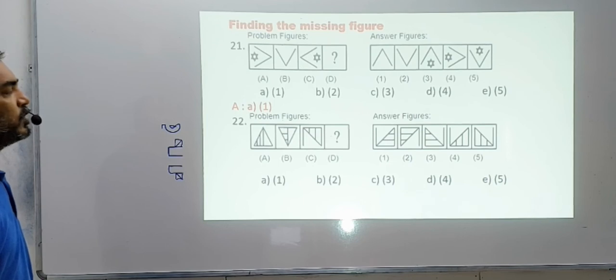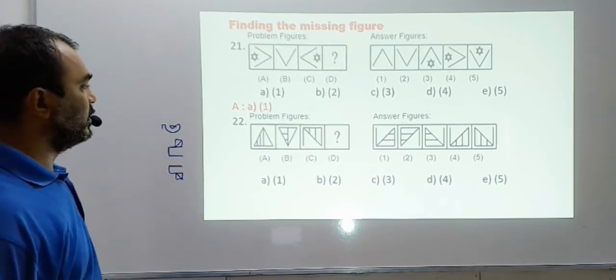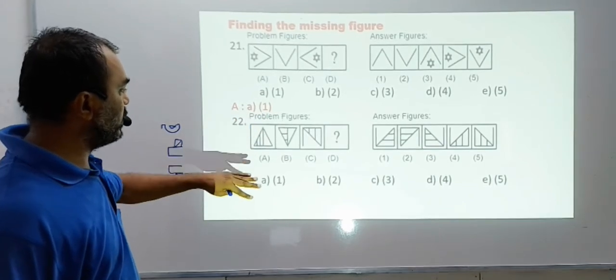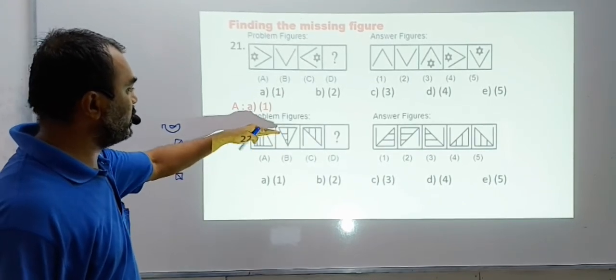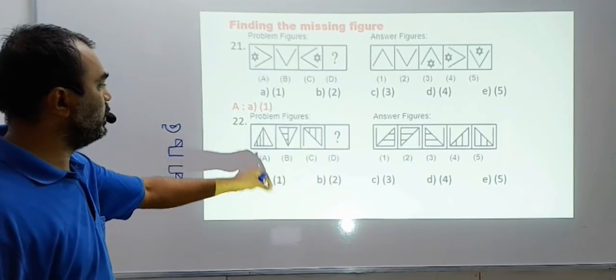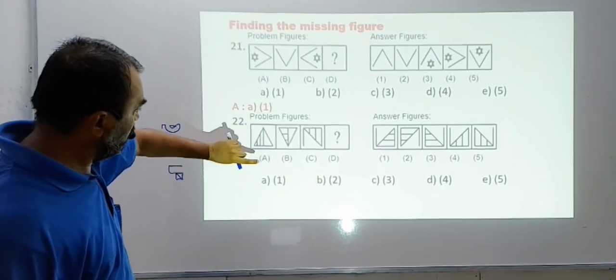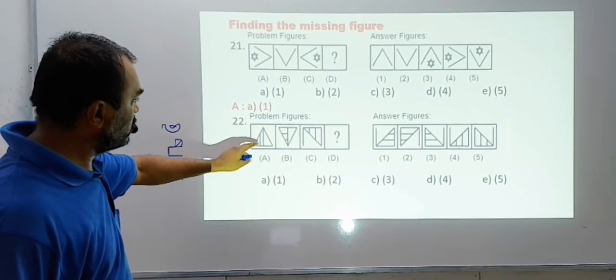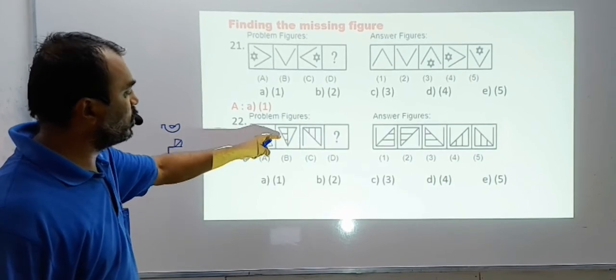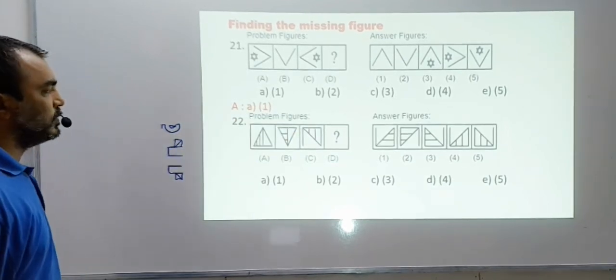This is the last question for the day. See the pattern, understand it. The triangle has become inverted and the lines which are horizontal have become vertical. Did you follow this pattern A to B? The triangle has become inverted and the partitions of the horizontal which were vertical have become horizontal. Apply the same pattern there.